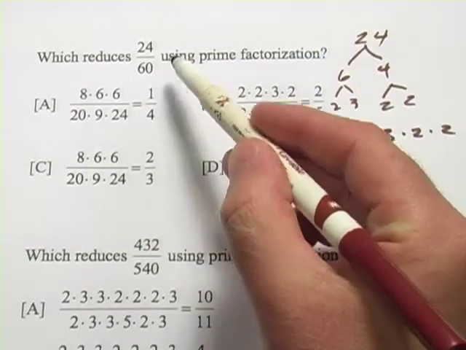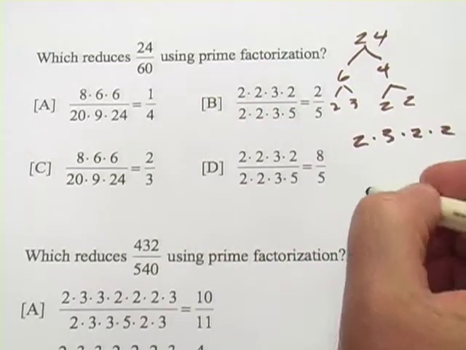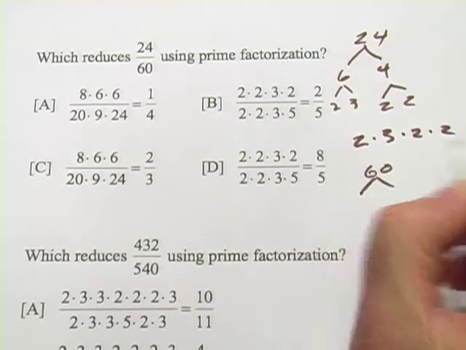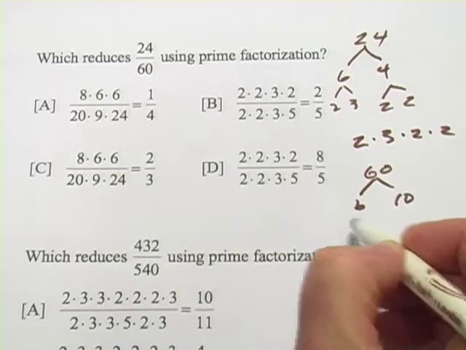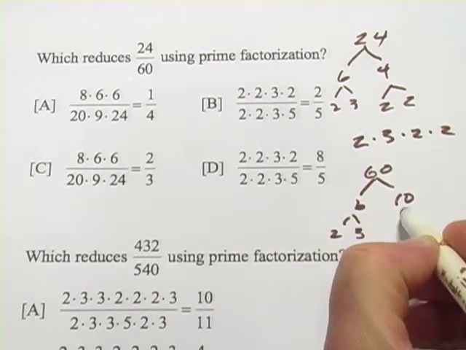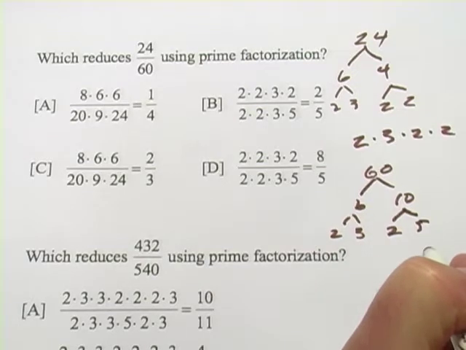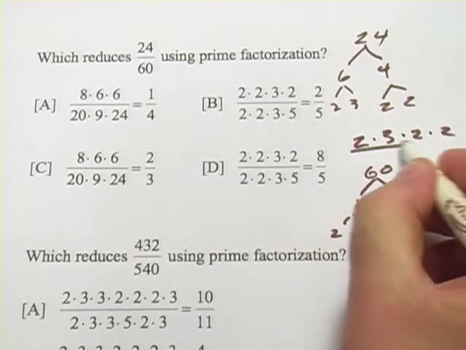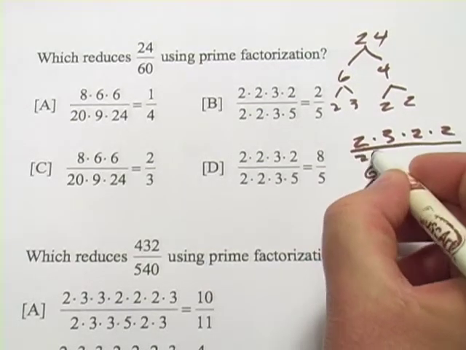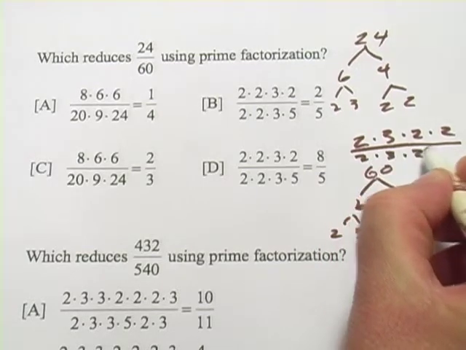Now let's look at the denominator. We've got 60. So 60, that's 6 times 10. And 6 is 2 times 3. And 10 is 2 times 5. Now those are all prime. So that's my denominator, 2 times 3 times 2 times 5.